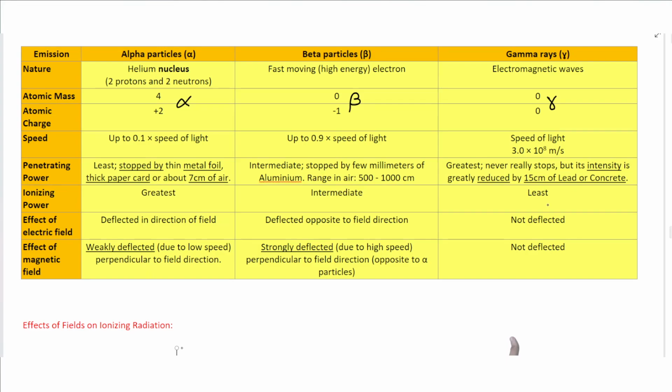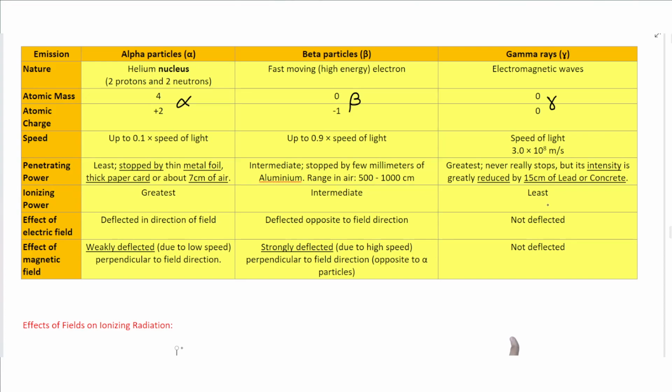The more dense the air, the less distance it can travel, because it causes a lot of ionization, so it has a large ionizing power, so it loses energy very quickly. Beta particles are less ionizing, so they can travel much longer distances. They can travel up to 10 meters, but not all of them travel with the same speed. And gamma radiation, they travel in terms of kilometers.